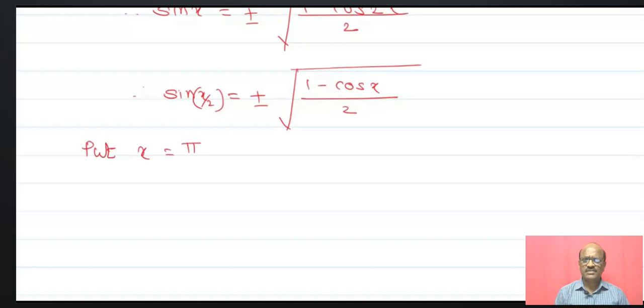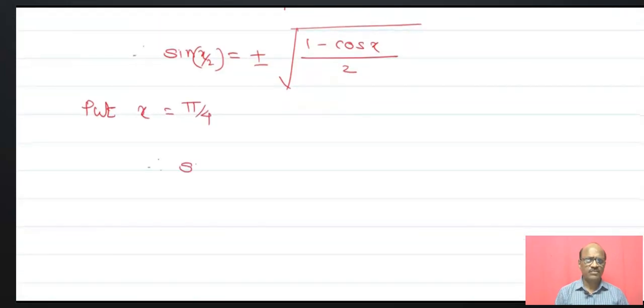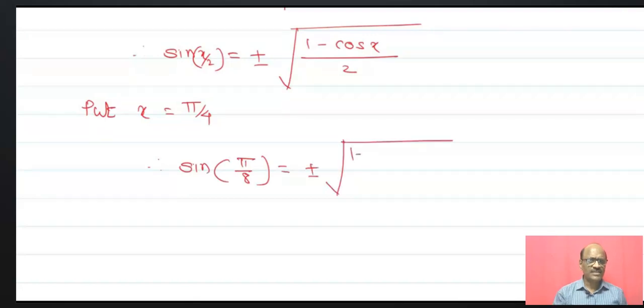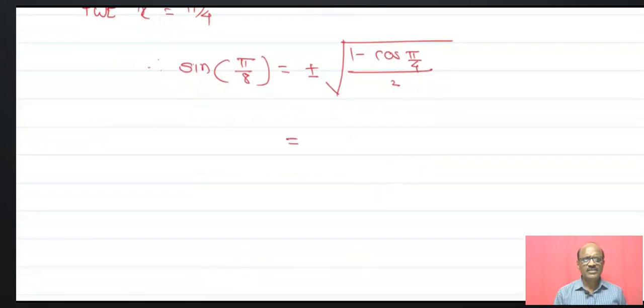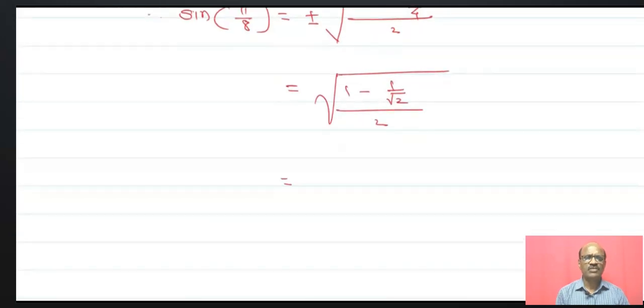Now put x equals pi by 4, because we want to find the value of sin of pi by 8 radian. Therefore x is equal to pi by 4, and we know cos of pi by 4 is 1 by root 2. Then simplify, and you will get the answer. That is 1 minus 1 upon root 2, upon 4. Now simplify here.